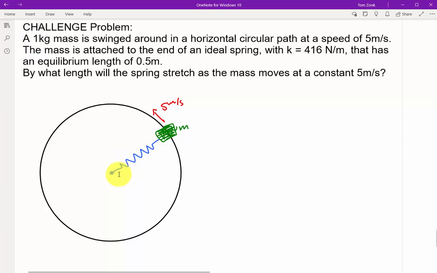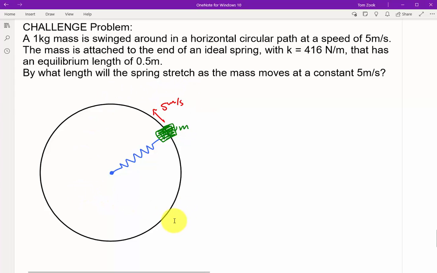So we know it's a 1 kilogram mass. It should have an equilibrium length of 0.5 meters. By what length will the spring stretch as the mass moves at that constant 5 meters per second? Now, this is a bit tricky. I want you to maybe pause this for a second and kind of consider, how are you going to include everything?